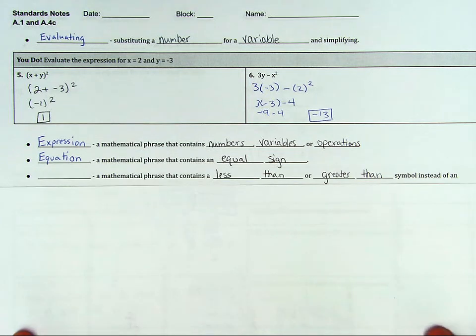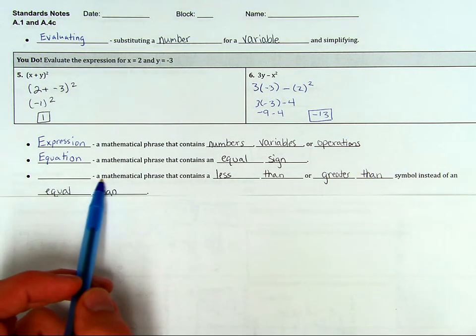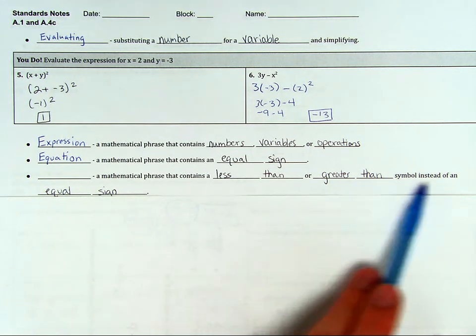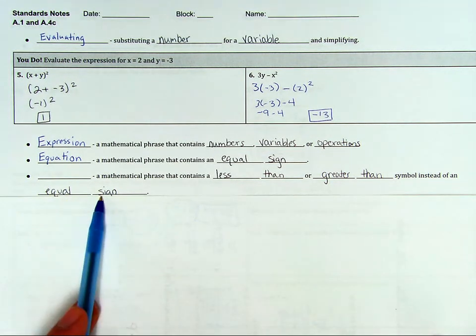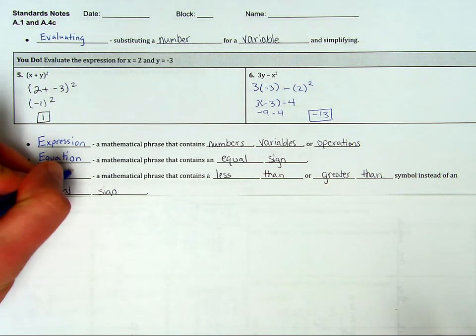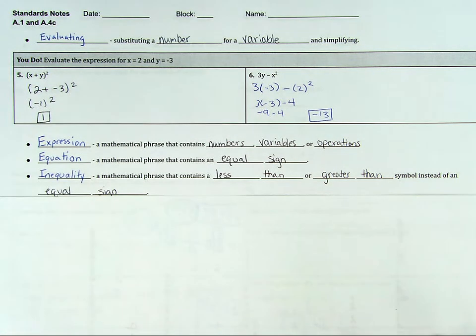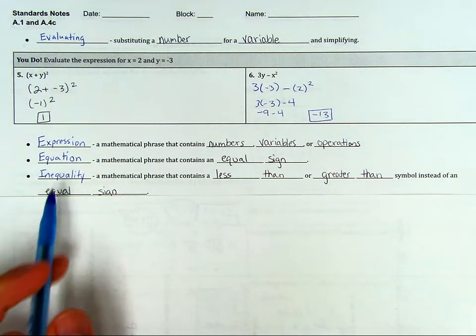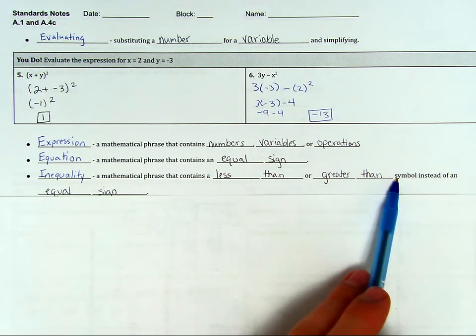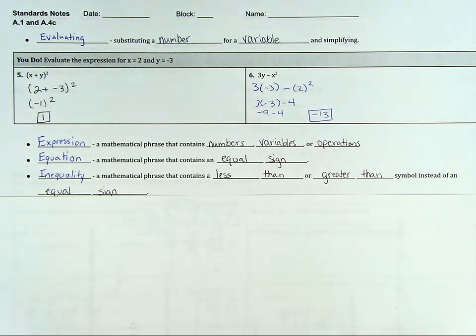Okay? And a mathematical phrase that contains a less than or greater than symbol instead of an equal sign is called an inequality. So an inequality is a mathematical phrase that contains a less than or greater than symbol instead of an equal sign. Okay, so 3 terms here: expression, equation, and inequality.